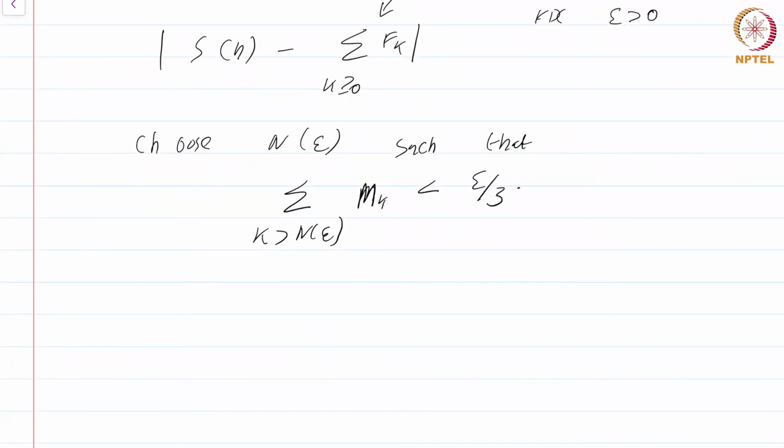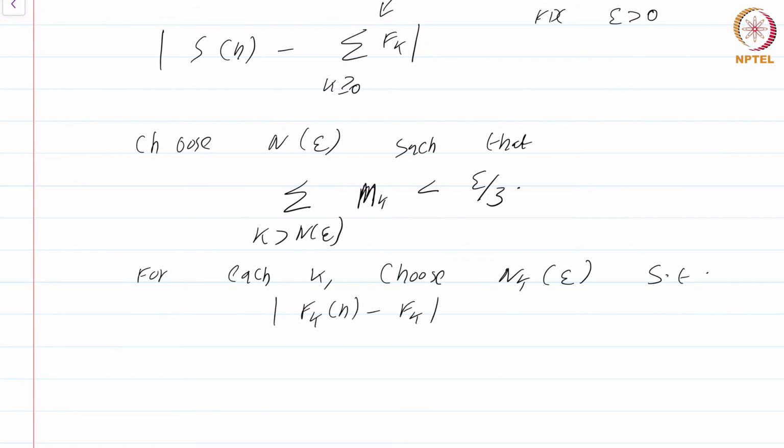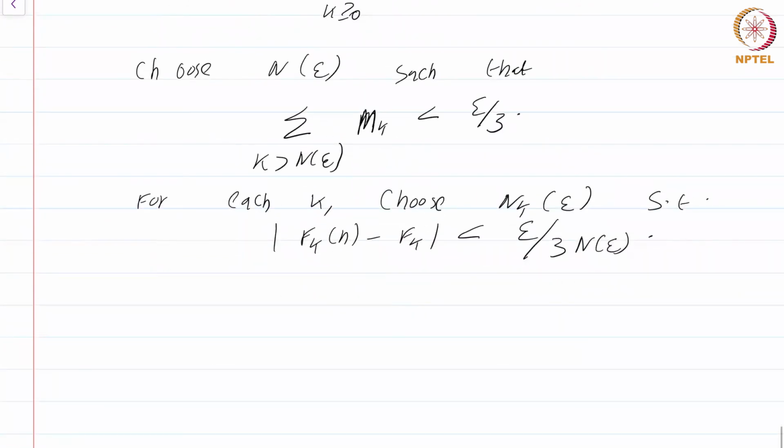Now what you do is, for each k, choose n_k of epsilon such that modulus of f_k^n minus f_k is less than epsilon by 3 N of epsilon. Now you might be wondering why I am pulling constants out of the air. You will understand in a moment why I am putting epsilon by 3 N epsilon.